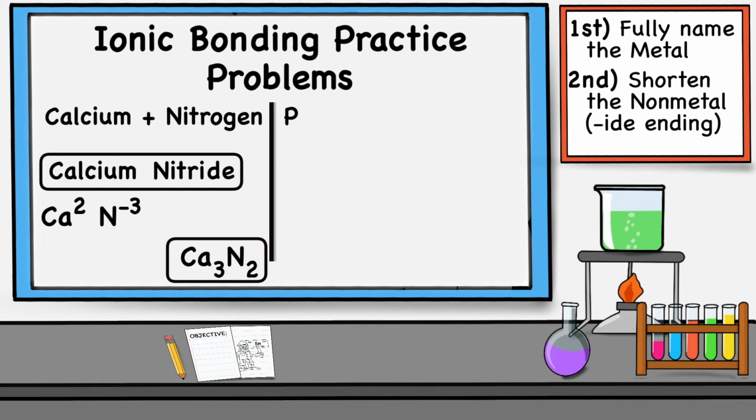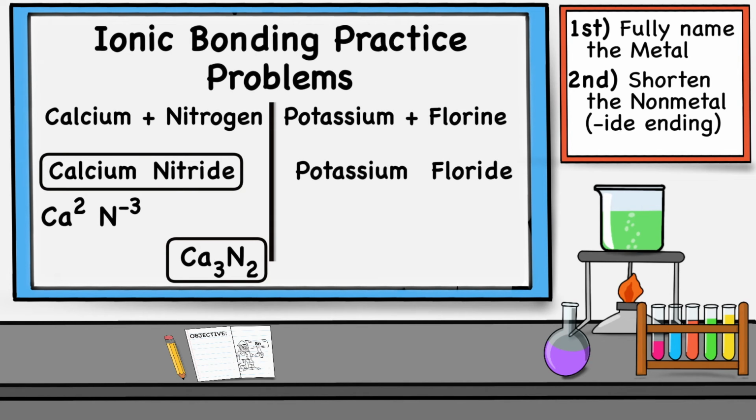Now let's go with potassium and fluorine. Okay, potassium, we're going to say out our metal, potassium, and then shorten our non-metal fluorine to fluoride.